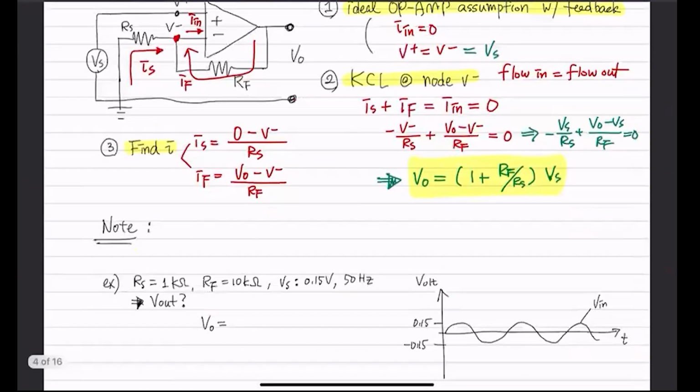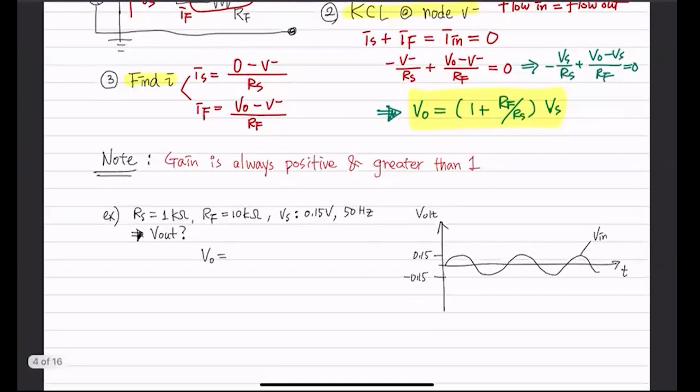So if we write some stuff down, the gain is always positive and greater than 1. The output over input ratio, that's the gain, right? And this value here is always positive because RF and RS are resistors. We always have positive values, right? So it's 1 plus some positive number. So it's always positive, and it's always greater than 1.